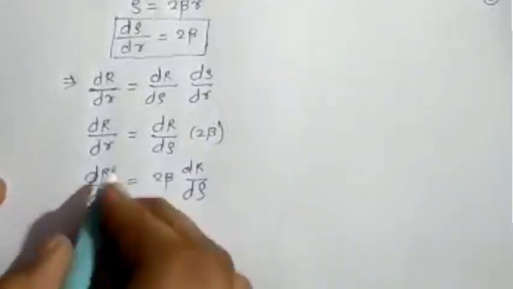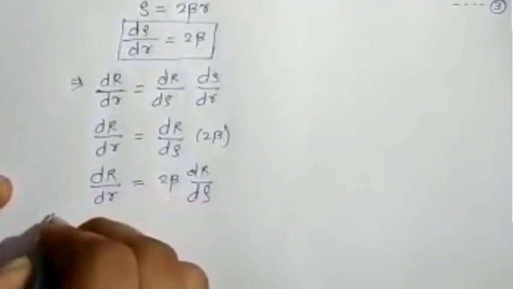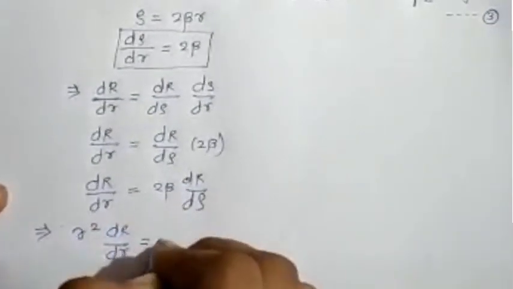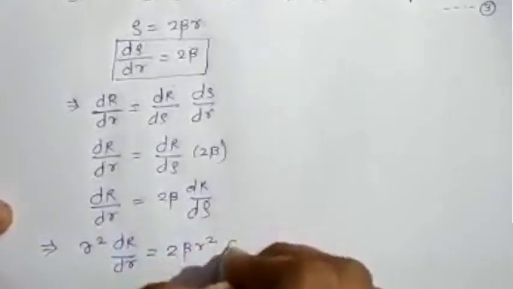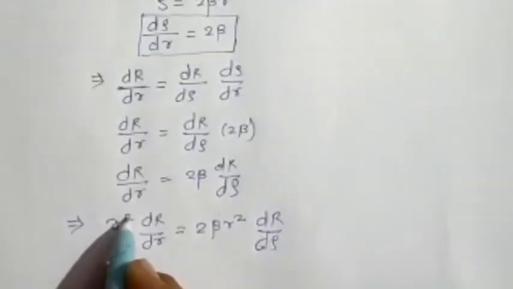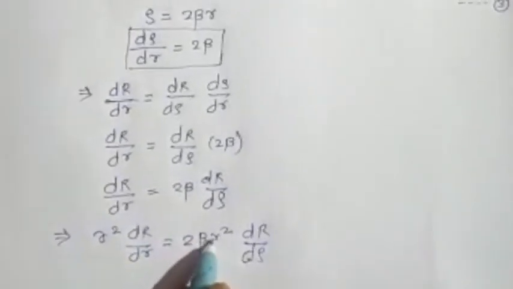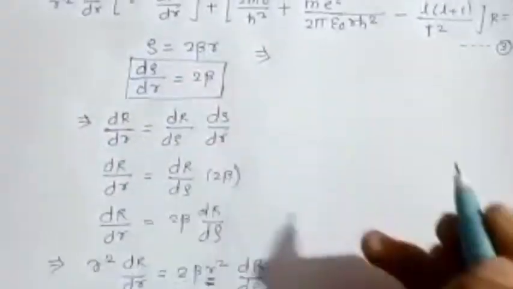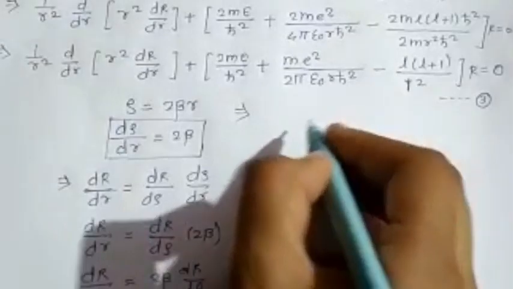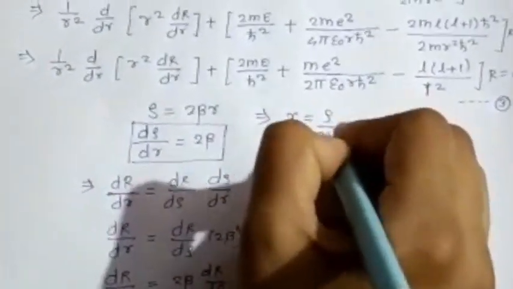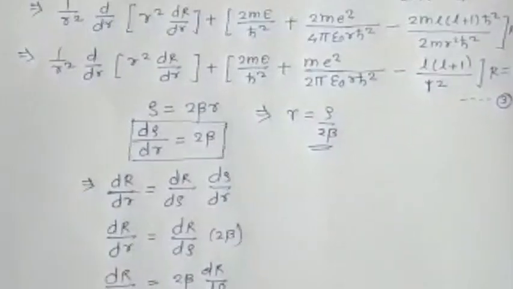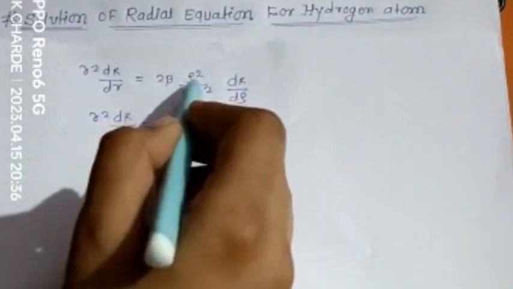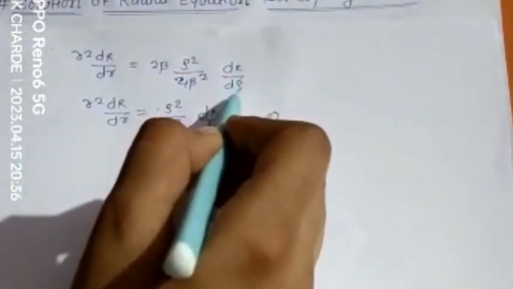Now we have to multiply both sides by r square. That equation will look like r square into dR upon small dr, that is 2 beta r square into dR upon d rho. Now we have to put the value of r square. Here we can write the value of r, that is r equals rho upon 2 beta. So substituting the value of r, r square dR upon dr equals 2 beta rho square upon 4 beta square into dR upon d rho.